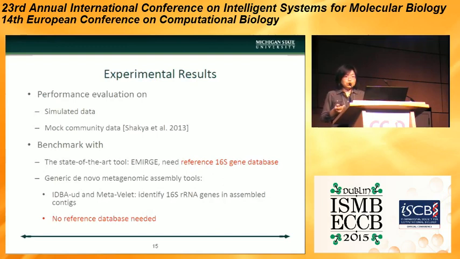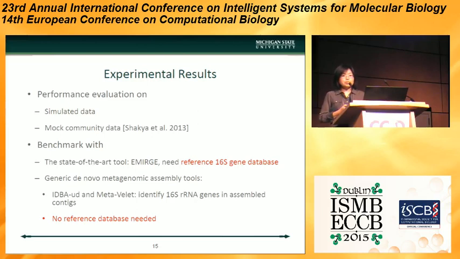Okay, so now I'm going to present the experimental results. We did several experiments. Here I'm only going to present the results on a mock community data. We are going to benchmark our tool with several other tools. The first one is called eMERGE, which is probably the state-of-the-art tool for ribosomal RNA gene reconstruction from metagenomic data. It uses a read mapping-based strategy, so it needs some reference sequences.